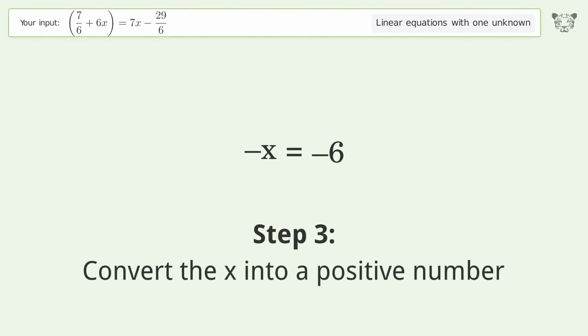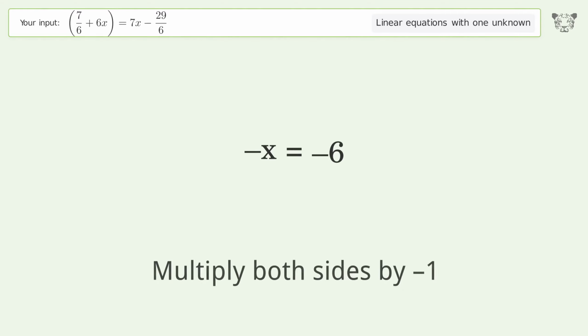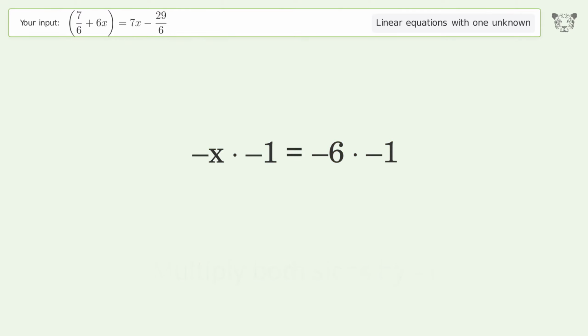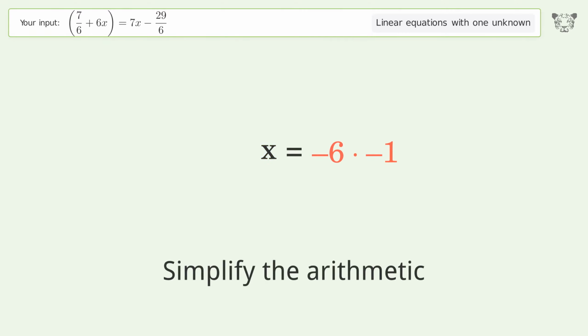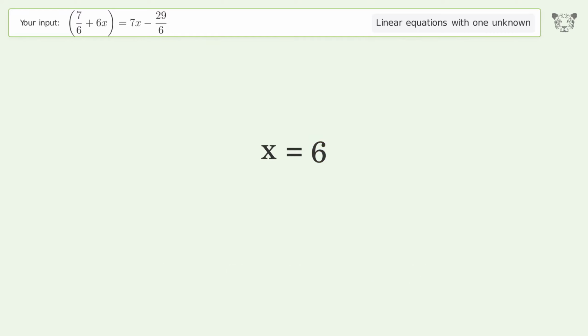Convert the x into a positive number. Multiply both sides by -1. Remove the ones. Simplify the arithmetic. And so the final result is x equals 6.